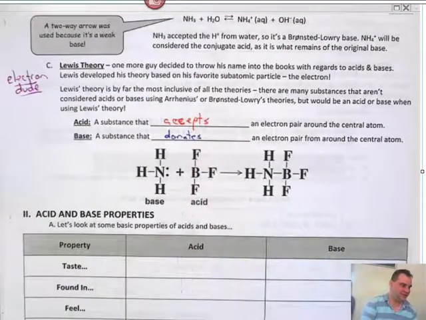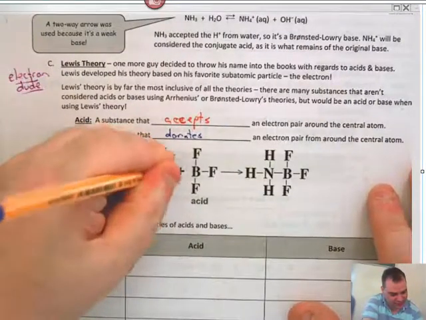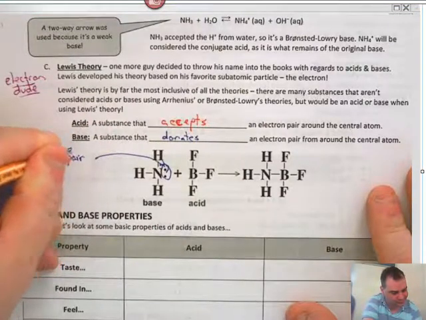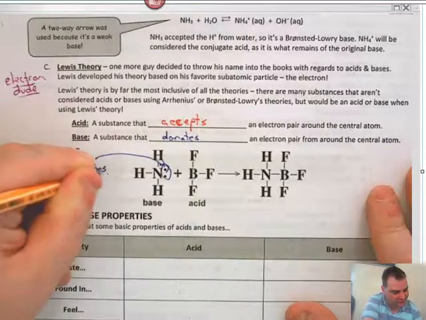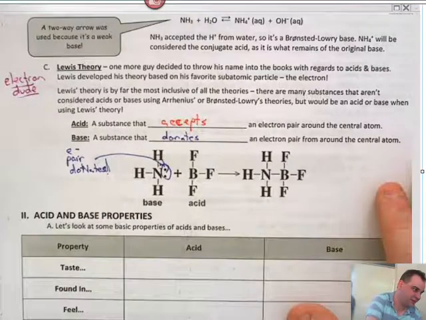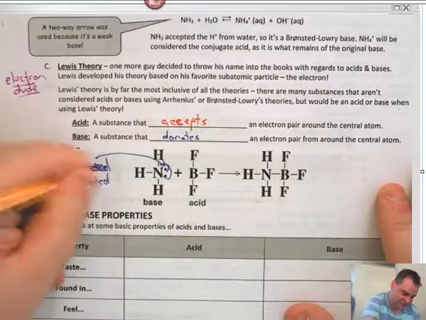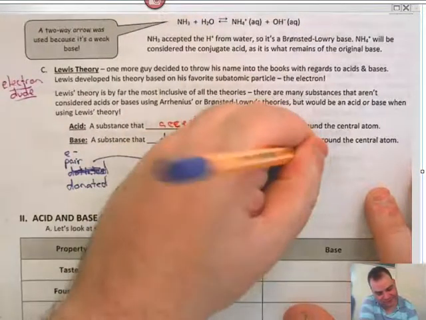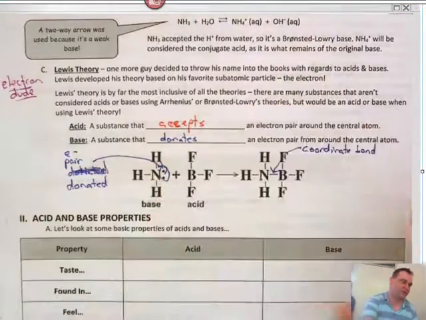So in this example here, this is what they would call a coordinate covalent bond. This is the electron pair that is being donated. Learn how to spell donated, Mr. Harridan. D-O-N-A-T-E-D. Donated. And this becomes the coordinate bond right here that gets shared. Which is all well and good.